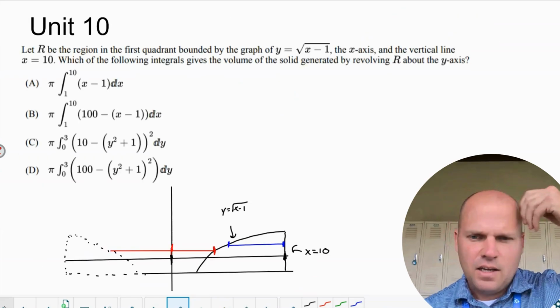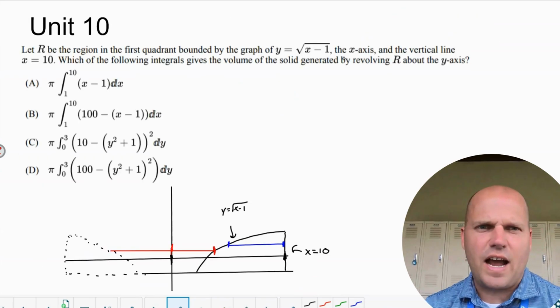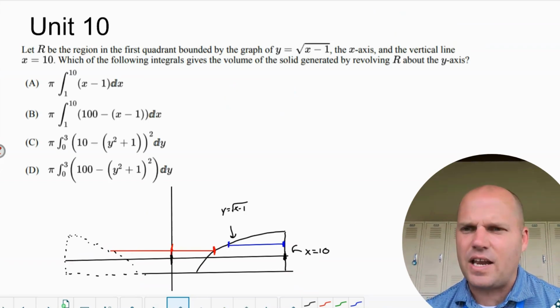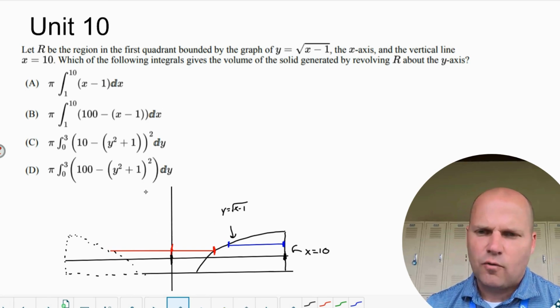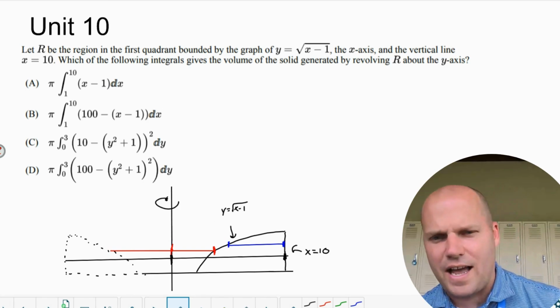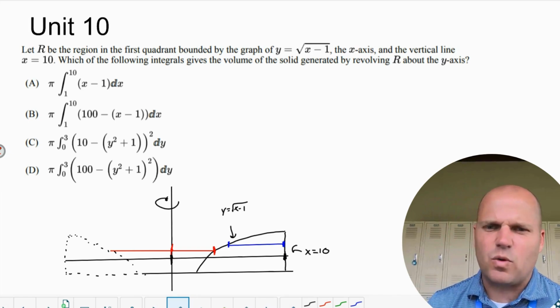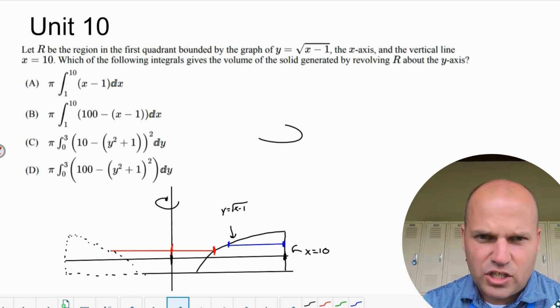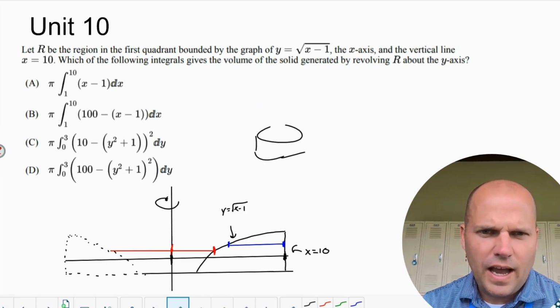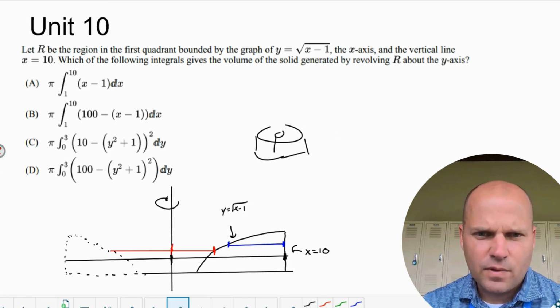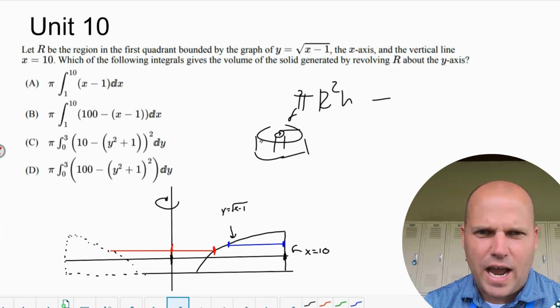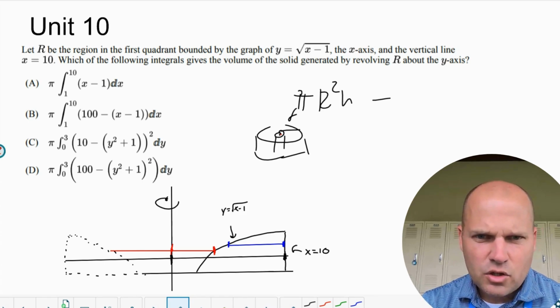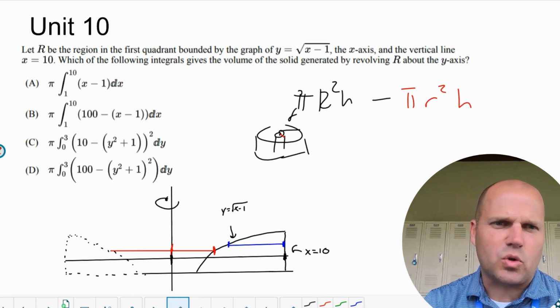Then finally, unit 10, our last type of question. We got this graph, we got the x-axis, we got a vertical line, x equals 10. We're trying to find the volume generated when we rotate this around the y-axis. First mistake made is we don't know which axis is the right axis. The second mistake made is we forget the idea of having cylinders and cylinders with holes in them. We would need a pi big R squared times h, and then we would subtract the small cylinder, which is a pi smaller r squared times h.